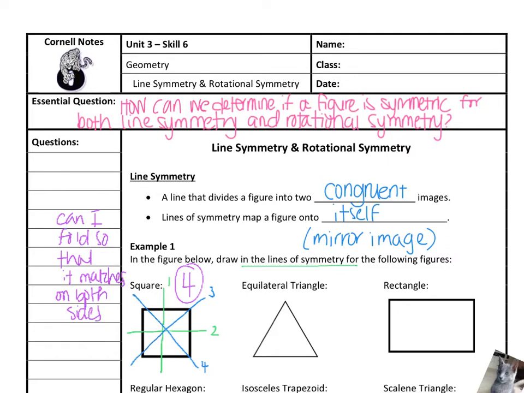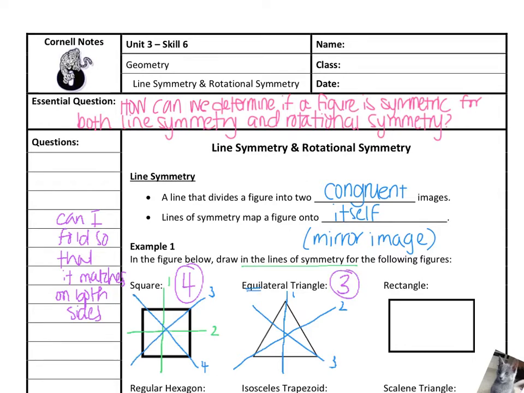Okay, so then we're taking a look at an equilateral triangle where you know all the sides are equal. And so I definitely can split down the middle vertically. I can take another vertex and go through the middle, and the third vertex and go through the middle. So an equilateral triangle has 3 lines of symmetry.